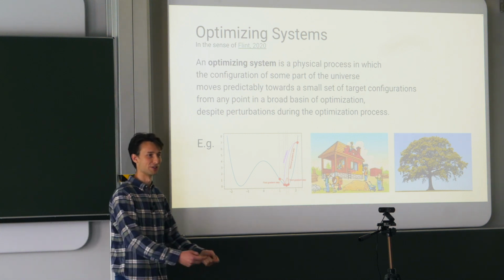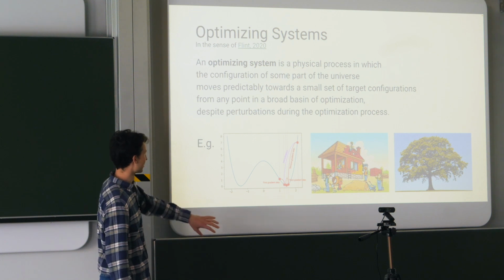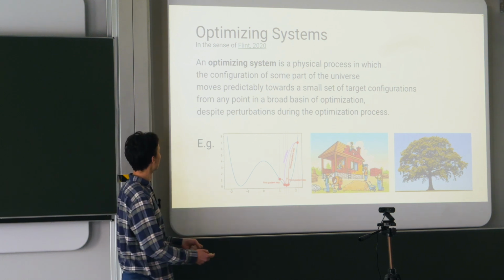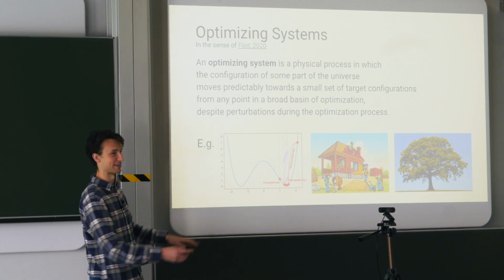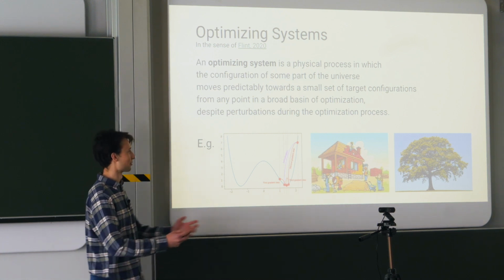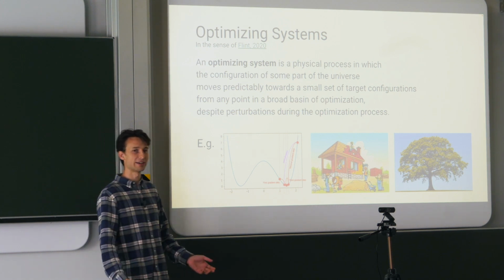Someone has some money and wants to build a house on some land they own. They employ some builders. The builders are going to do all sorts of actions to make the system into the plot of land having a house on it. So the house is kind of the target configuration. And there might be some hiccups in the process.